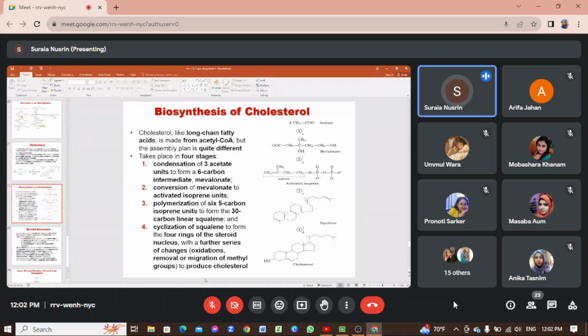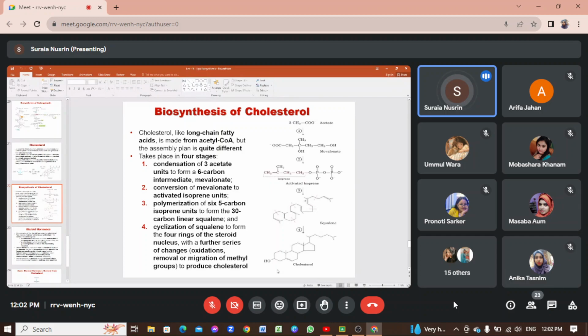So we can say cholesterol is a steroid compound in nature, and all steroids have ring structures, and the ring structure is known as the steroid nucleus. So there are four rings. If you look at the structure, 1, 2, 3, 4, and also a hydrocarbon chain is attached to the ring structure. And obviously there may be some changes according to the particular steroid, such as oxidation, removal, or migration of methyl groups, and ultimately they give rise to cholesterol.